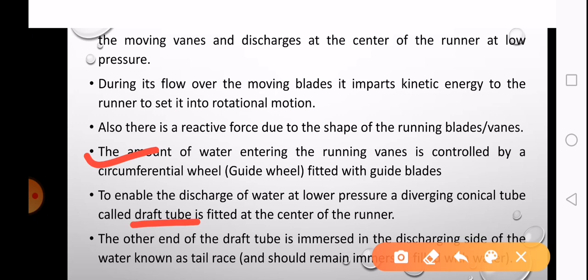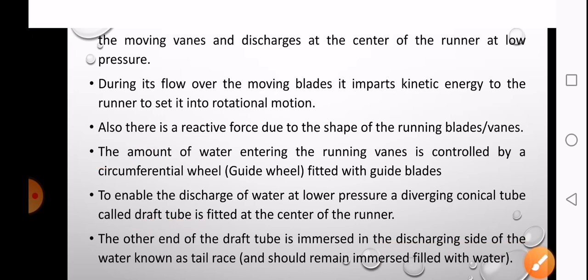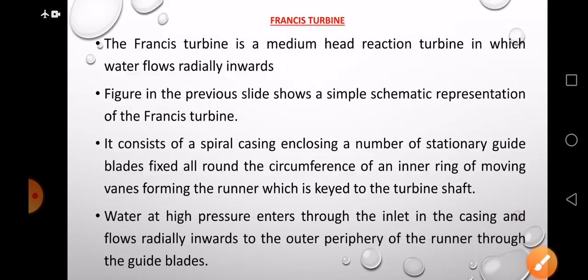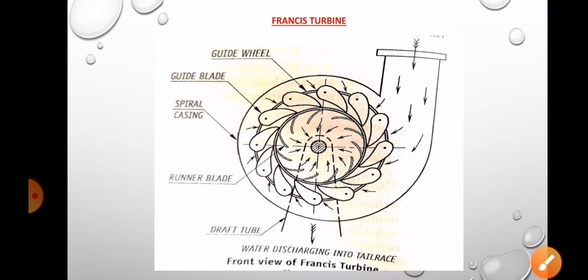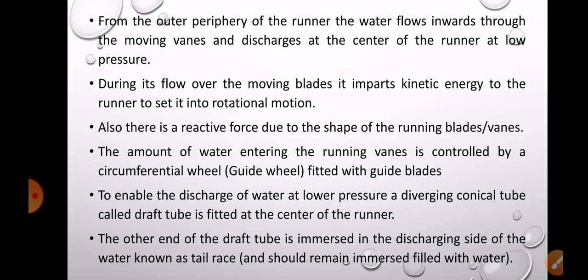Now, to ensure that this suction is always maintained, that is, differential pressure is always maintained, the draft tube should always be immersed in a water bath, that is, in the tail race, and that tail race should also contain water in it. So this is the working. Obviously, once it starts rotating, this shaft is going to be coupled with the shaft of a generator, and electricity is going to be produced.